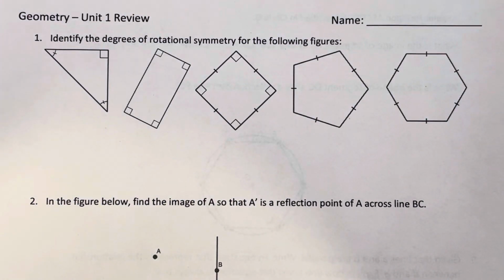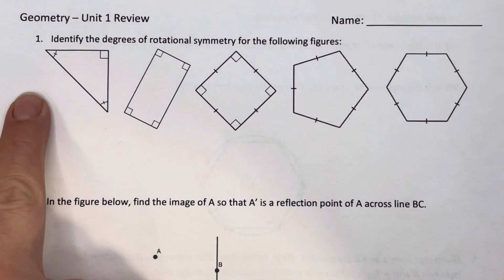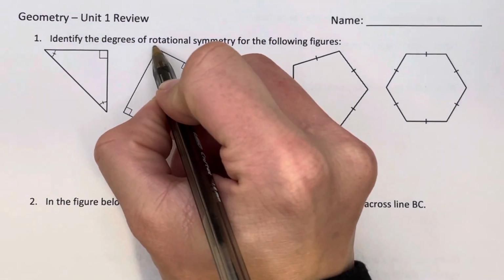Good morning. Today we are going to look at the review for our test in Unit 1. This is a type of review where number 1 on the review looks like number 1 on the test, number 2 on the review looks like number 2 on the test, just like that. So in number 1, we're going to identify the degrees of rotational symmetry for the following figures.